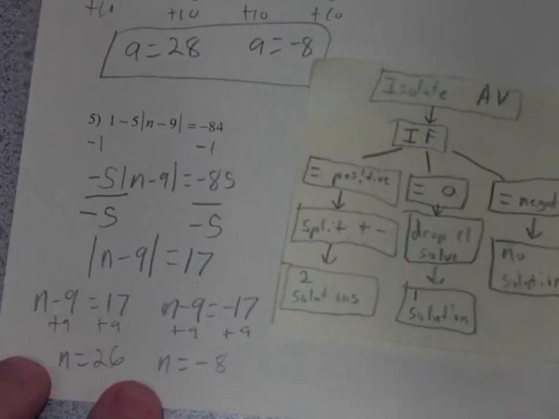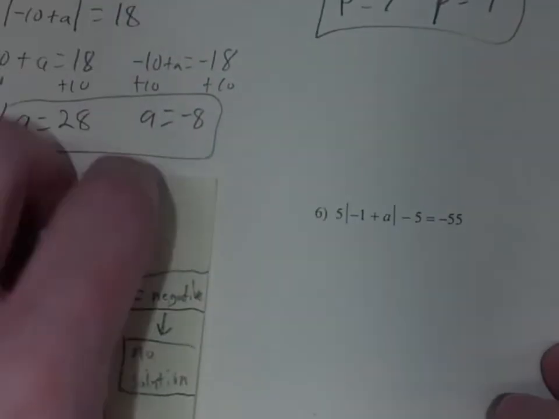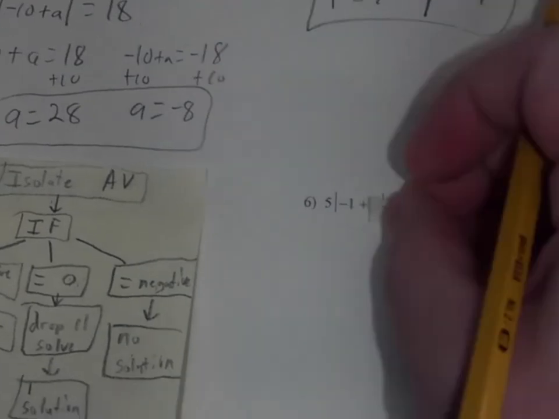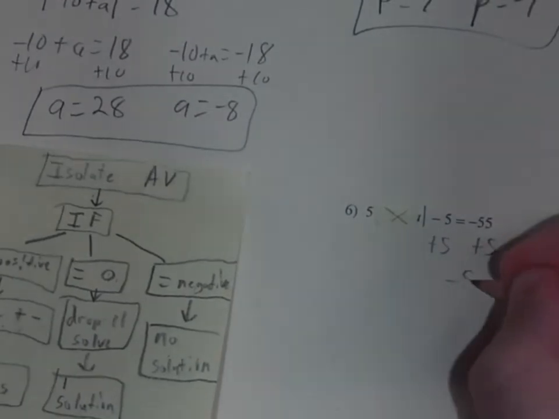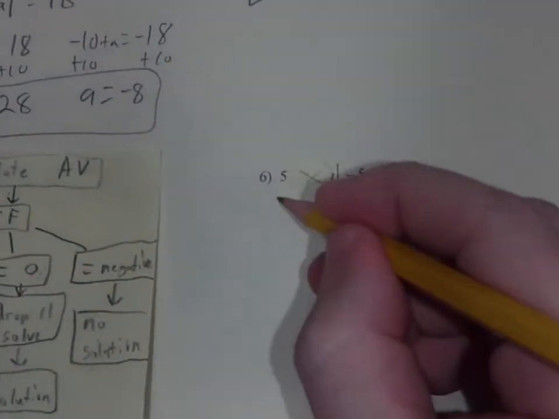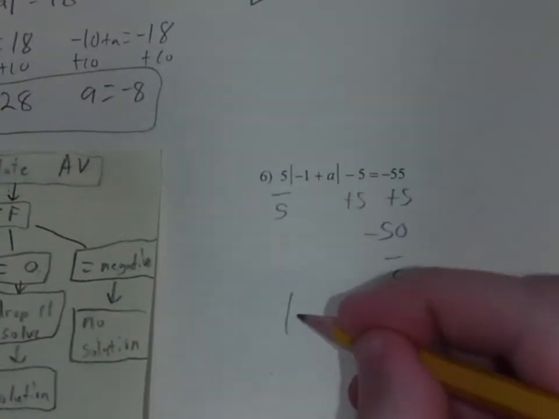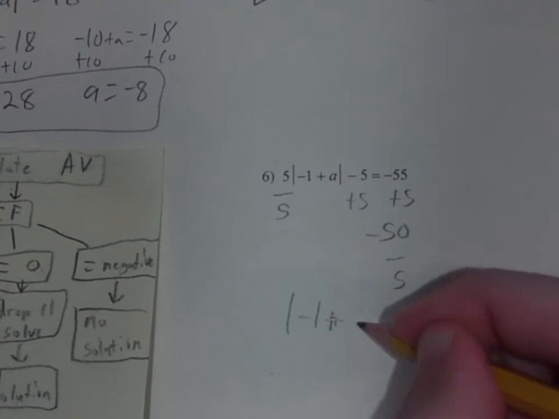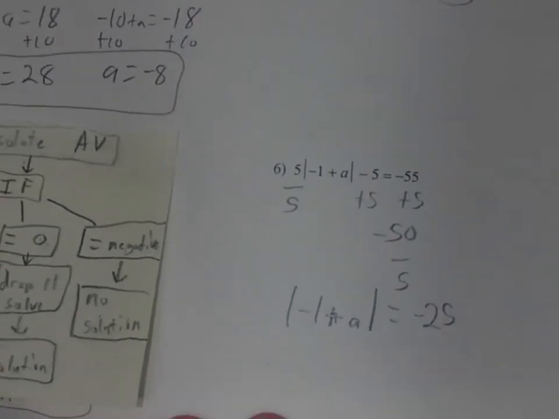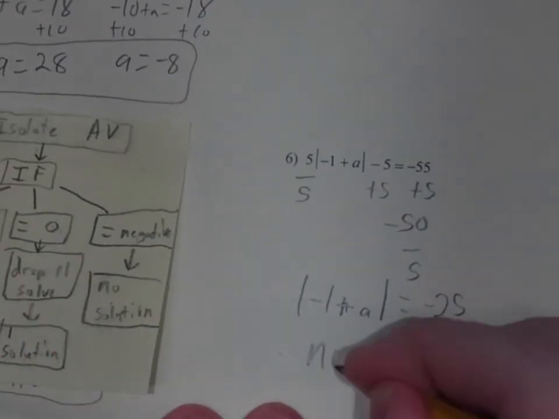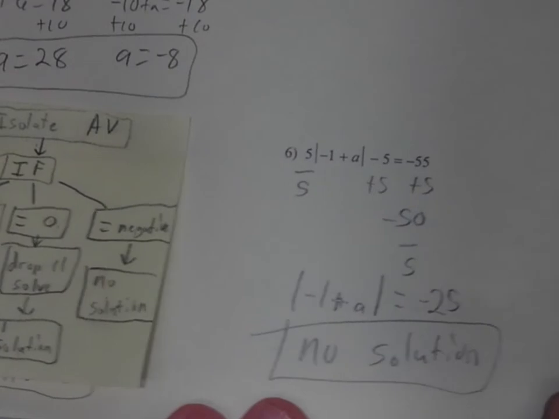Yes, okay. And that would be your answers. Okay, and then this one, same idea, treat it like a big variable, right? So I would add 5, which would give me negative 50, and then I would divide by 5, which gives me the absolute value of negative 1 plus a is equal to negative 25. And then when we do our check, it's equal to a negative number, so that's a no solution. Okay, don't have to do anything else, just a no solution.